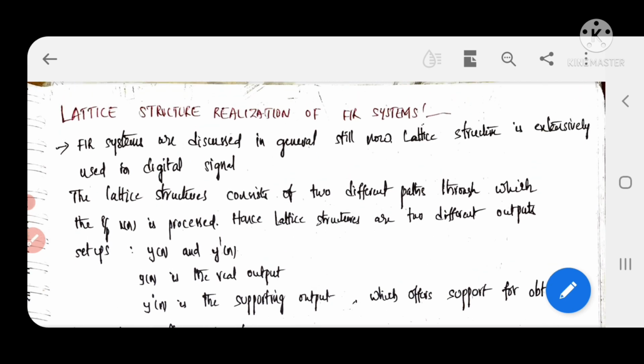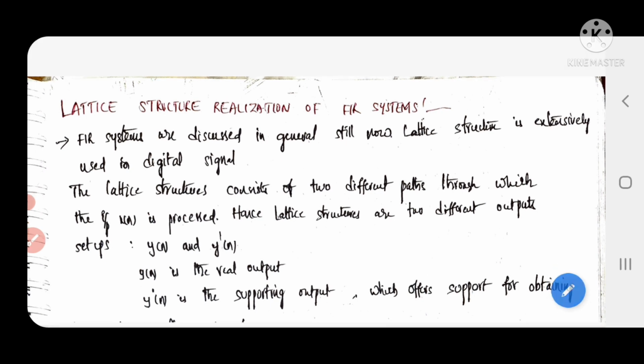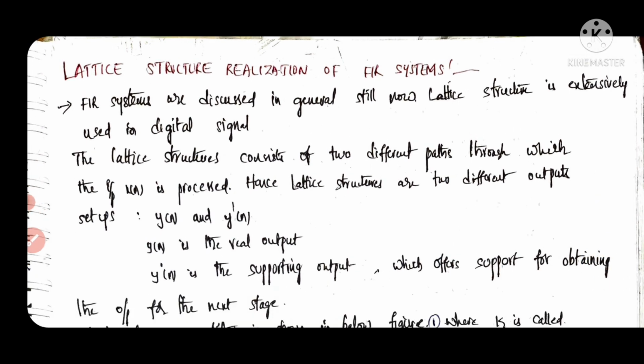So in that, FIR systems are discussed in general until now. Lattice structure is extensively used in the digital filter. These lattice structures consist of two different paths through which the input is processed. That means in case of the lattice structure, the input is processed through two different paths. That's why in case of the lattice structures we are getting two types of outputs, that is generally called y of n, which is the one, and y prime of n, that is nothing but y dash of n, is the second output.